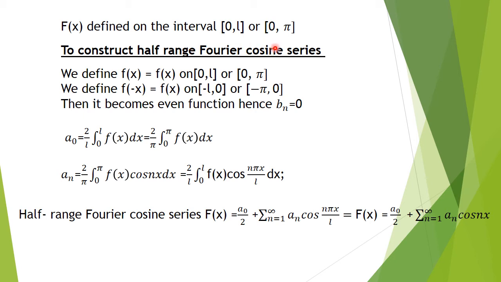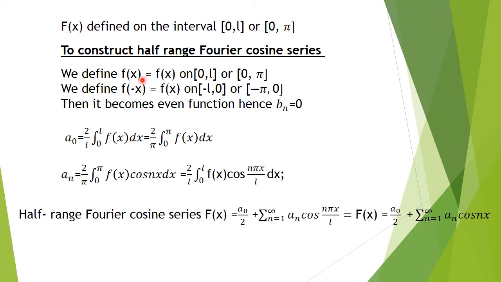So earlier for the Fourier sine series, what did you do? f of minus x equal to minus f of x you defined for the Fourier sine series. Now for the Fourier cosine series, how are we defining it? f of minus x equal to f of x on minus L to 0 and minus pi to 0. So with this definition, what does it become? The function becomes an even function.